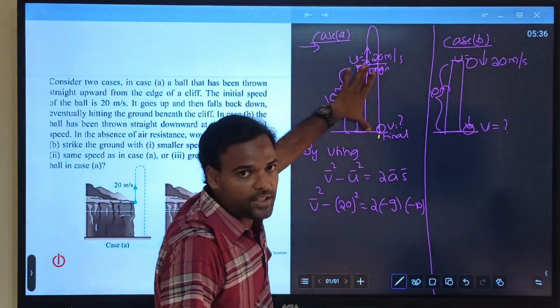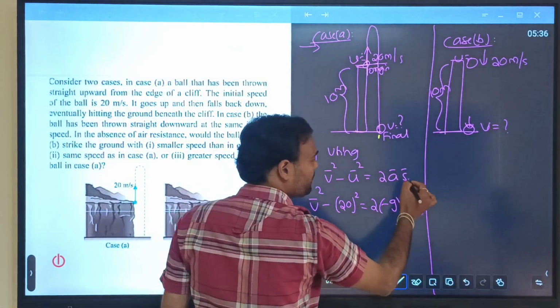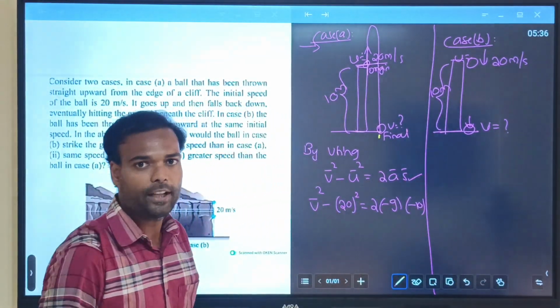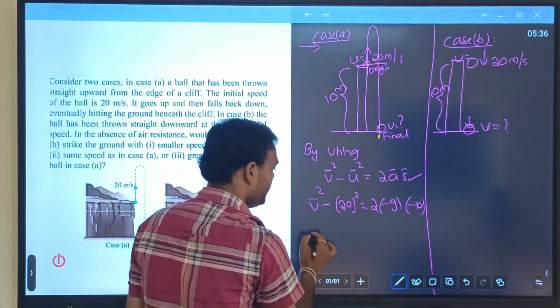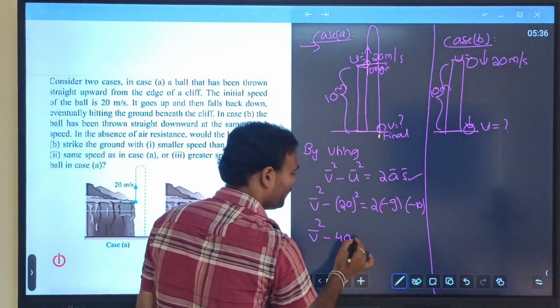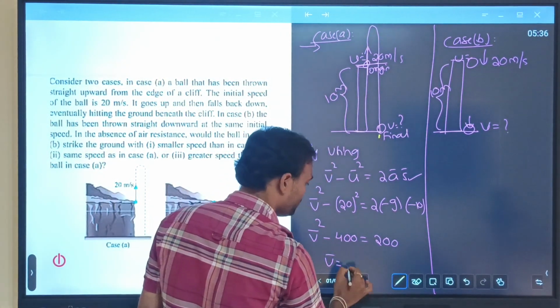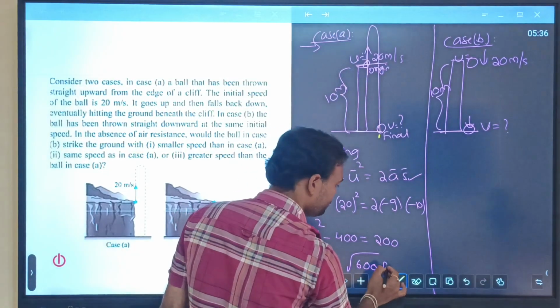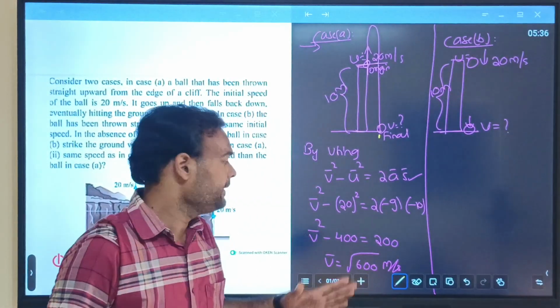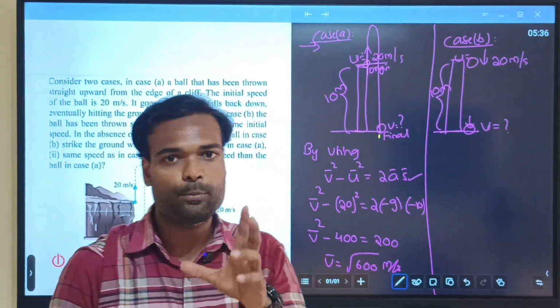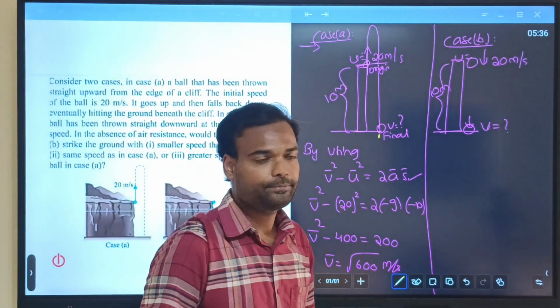Displacement traveled by the object, right? So s is the displacement, that's why I am writing the s value. Clear? Then v square minus 400 is equal to 200, then v is equal to under root of 600 meters per second. This is the velocity attained by the object when it reaches the ground.